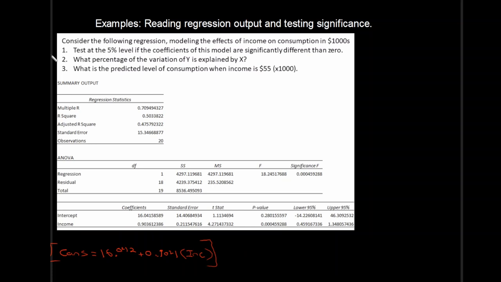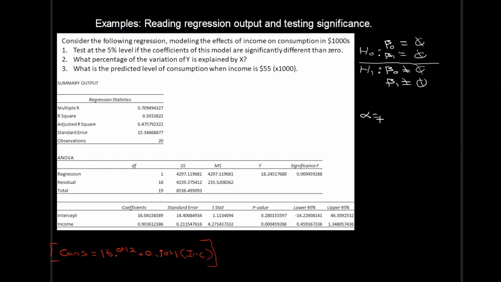What are we doing? Well, question one, test at the 5% level if the coefficients of this model are significantly different than zero. So, okay, step one, hypothesis test, state our hypothesis. Whether or not they are significantly different than zero. We're using our population parameters, B0, B1. We're saying, are they different than zero? So we're not saying, do we think they're positive? We're not saying, do we think they're negative? Just, are they different than zero? Versus our null case, which would be B0, B1 equals zero. So we're just conducting both hypothesis tests concurrently, and stating them concurrently here.